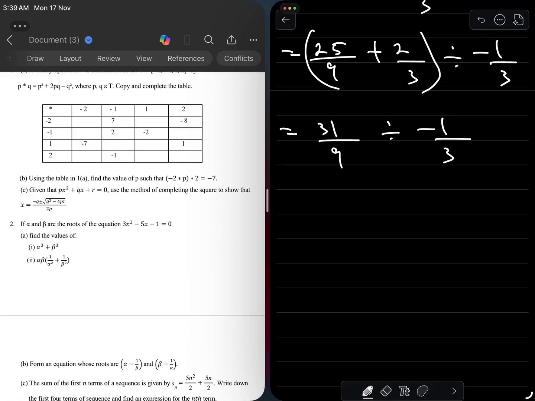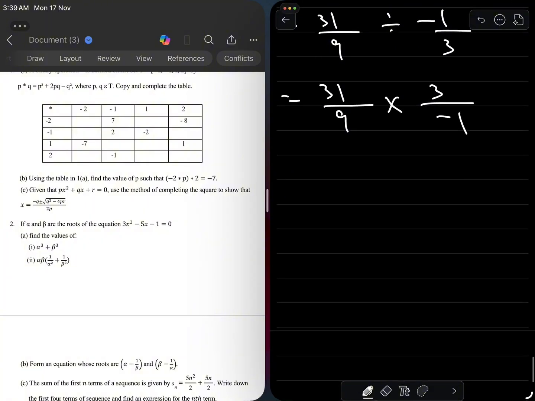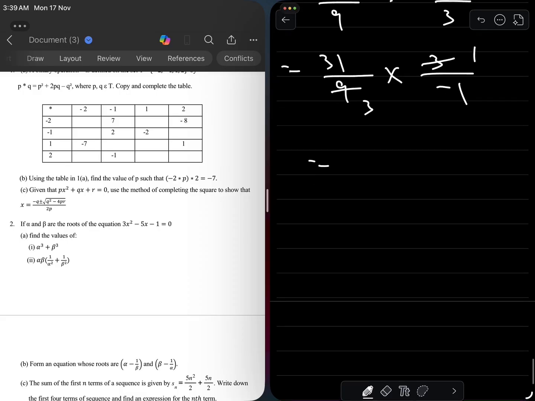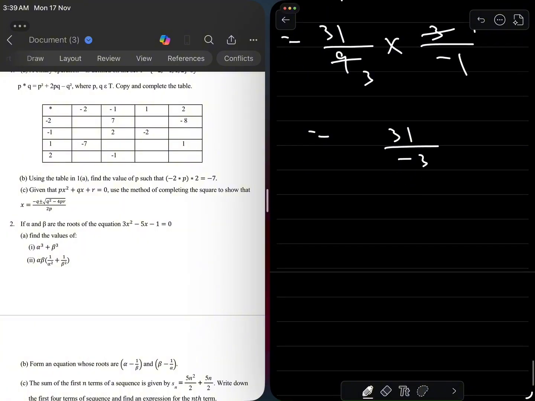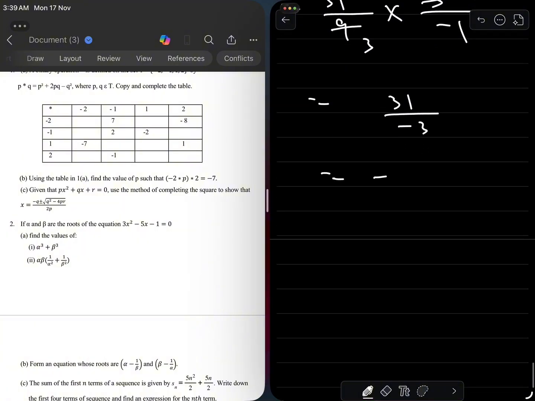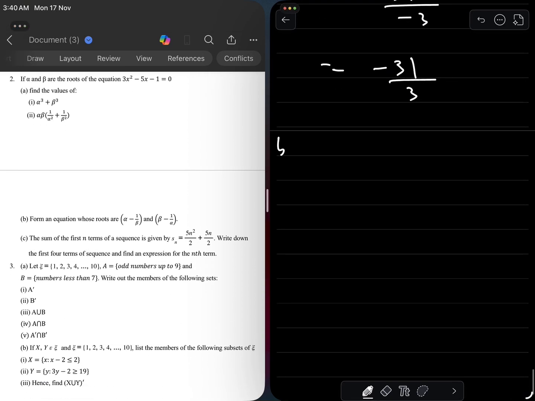31 over 9 divided by minus 1 over 3. That's equal to 31 over 9 times 3 over minus 1. 3 here 1, 3 here 3. And the answer is simply 31 over minus 3, which is the same as minus 31 over 3. And that's the answer, very, very simply. So we go to question B.